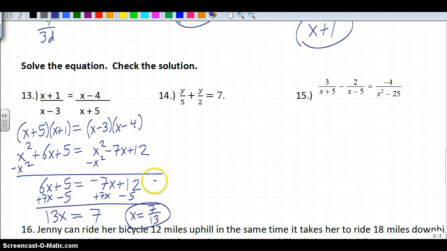Okay, now, the only thing you have to check is make sure it's not in your restrictions. And, of course, it's not. The only restrictions being 3 and negative 5. Okay? 14, y over 5 plus y over 2 equals 7 over 1.